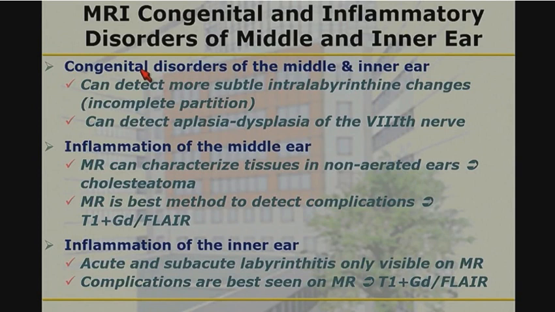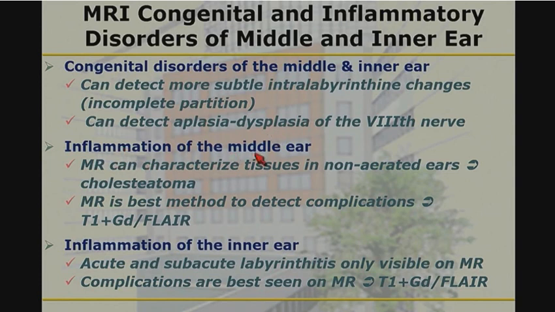So in conclusion, for congenital disorders of the middle and inner ear, well, we can detect more subtle intralabyrinthine changes, incomplete partition on MR than on CT, but the major advantage is, please, before anyone does anything, make sure your nerve is normal.